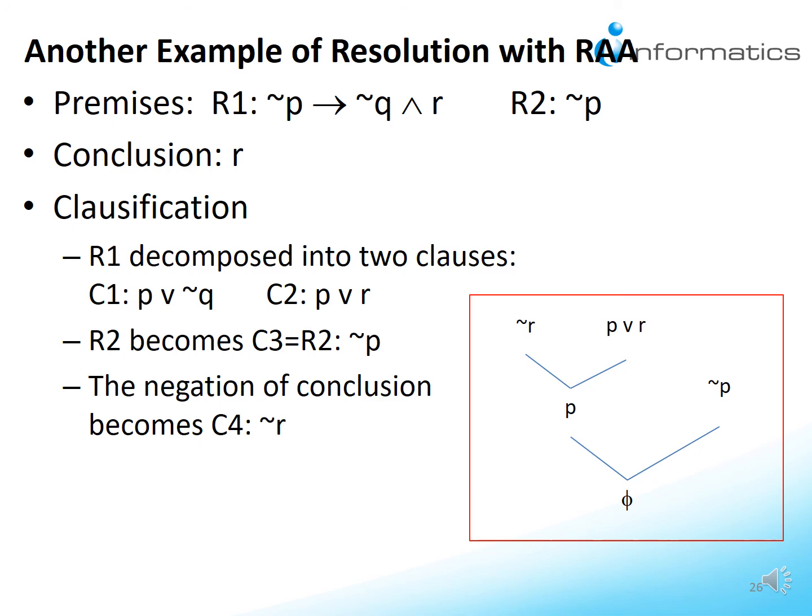Now we can apply the resolution principle. Clause 4 can resolve with clause 2. The resolvent is P. And P can resolve with clause 3 and result in an empty clause, and the conclusion is proven following RAA. Note that we actually didn't use the first clause at all.